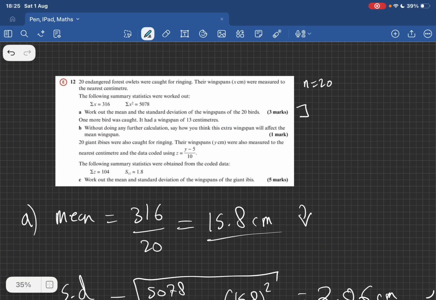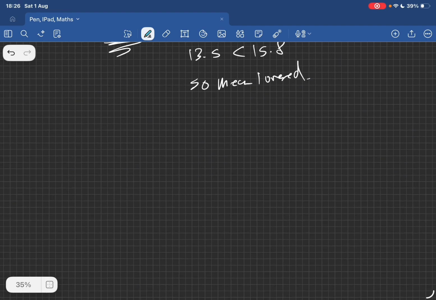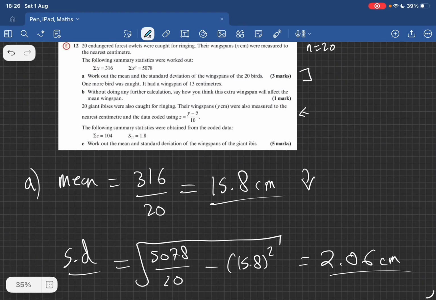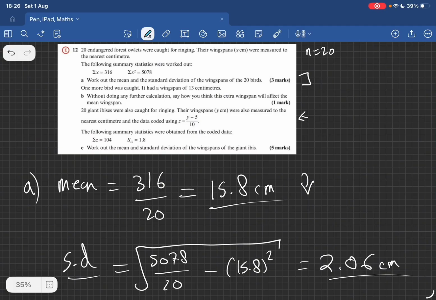Now 20 giant ibises, don't know what that is, were also caught for ringing. Their wingspans were measured to the nearest centimeter, and now we're doing coding. So we've got summary statistics, the mean and standard deviation. Find the mean and standard deviation of these, a 5 marker.